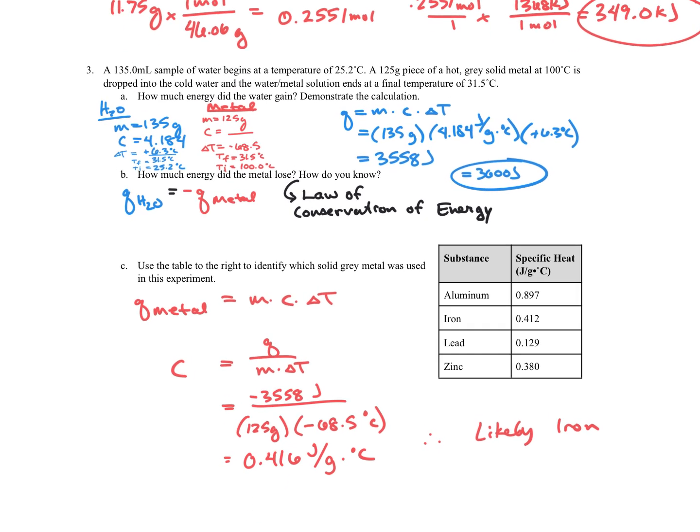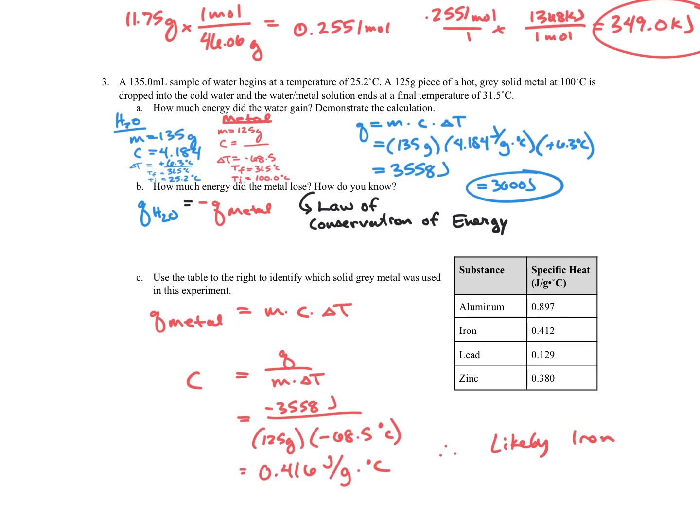The next question is a calorimetry question. This is the kind of question where if you take a hot metal and put it in water, you've got to keep track of the two separate things. You've got to keep track of the mass of the water separate from the mass of the metal. You've got to keep track of the specific heat for water separate from the specific heat of the metal.